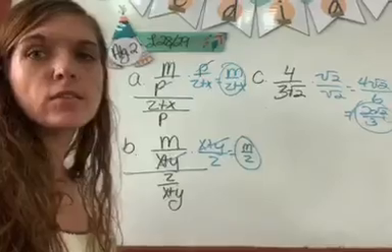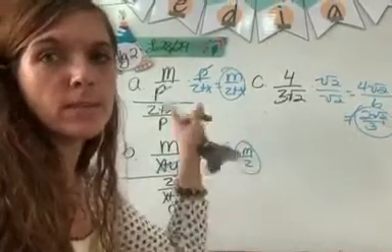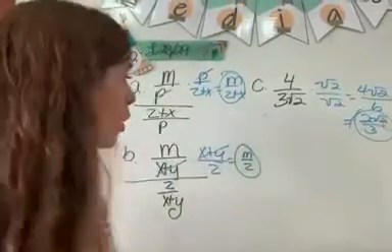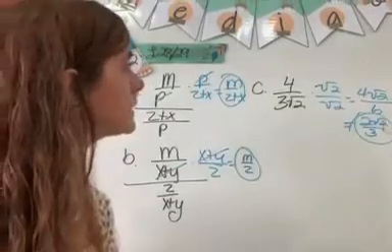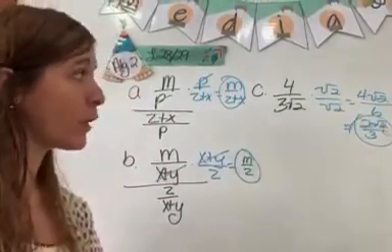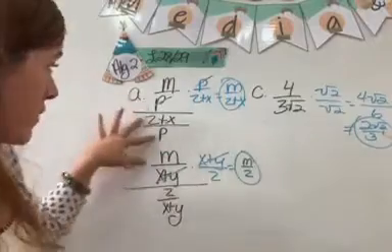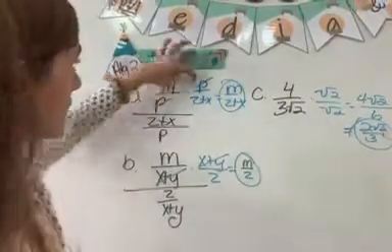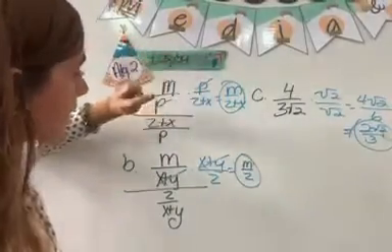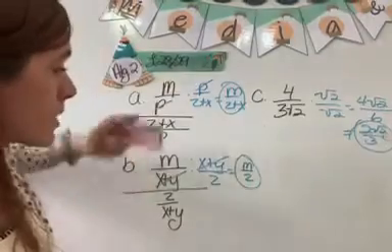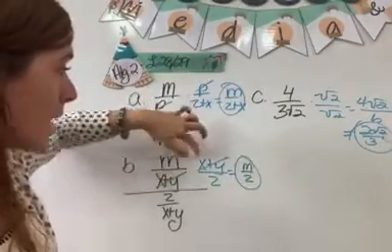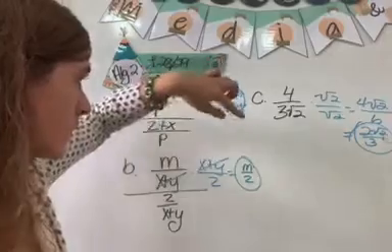Okay, your answers are: A is m over z plus x, B is m over z, and C is 2 square root 2 over 3. Here's how we got it. We took this one, flip and multiply. We cancel out the p and the p. You're left with m over z plus x. Take this one, flip and multiply. You cancel out the x plus y. You're left with m and z.